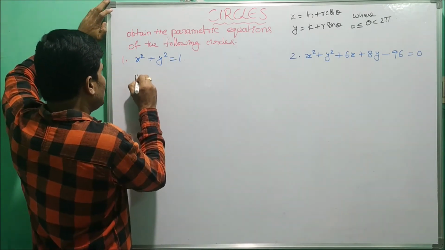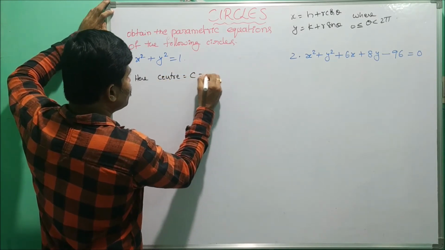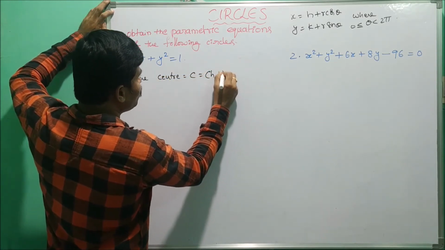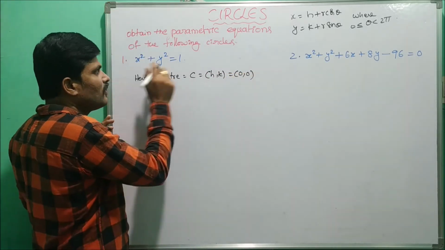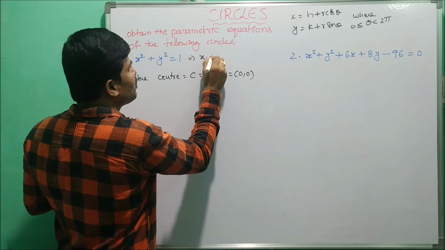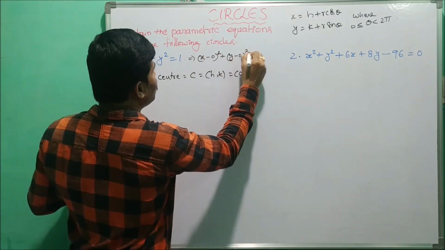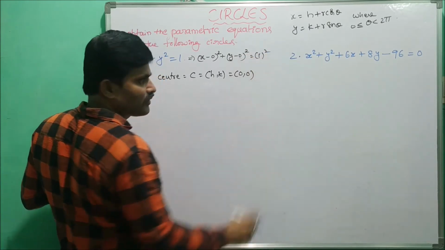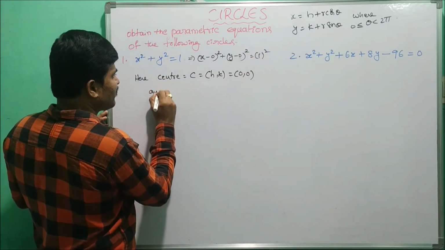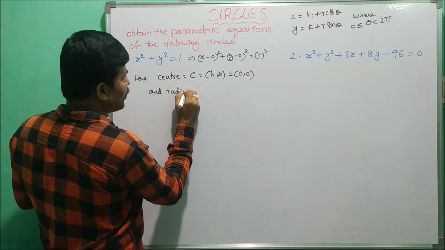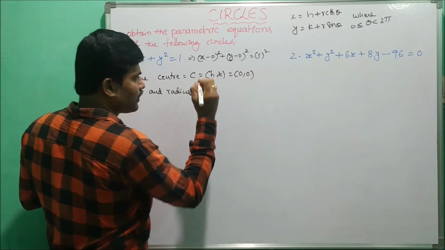So here the center C equal to hk equal to 0, 0, because it can be written as x minus 0 whole square plus y minus 0 whole square equal to 1 whole square. Now here hk equals 0, 0 and radius r equals 1.